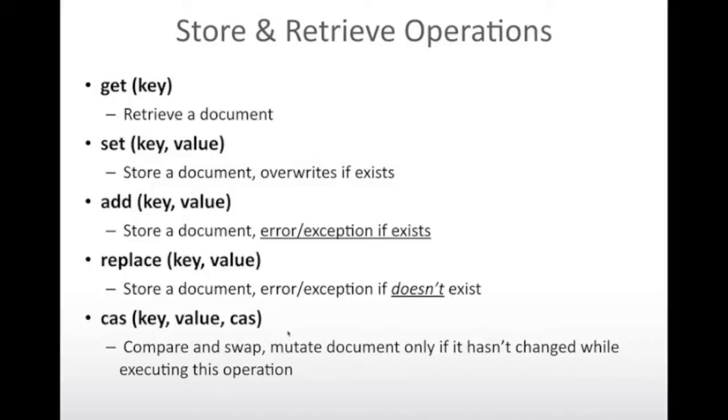CAS is compare and swap, or check and set is another way of describing it. Basically, it's optimistic concurrency, and you only change the document or replace the value of the document if this unique identifier called a CAS value, which is just a long integer, matches, and that CAS value represents the current state of that document. Almost like an MD5 hash. It's just a long integer that indicates the current state of that document. Every time you do a set, add, replace, or touch with expiry operations, you modify the document in any way, it'll change that CAS value to a new random long int.